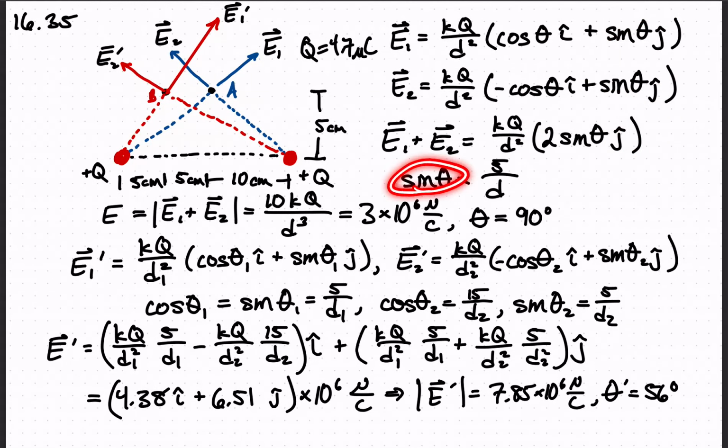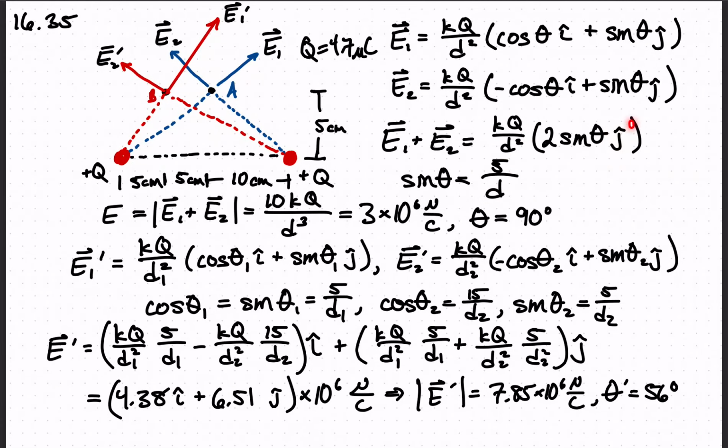Now, instead of actually calculating sine of theta, we can just use some trig identities to figure out that the sine of theta is this distance here divided by this distance here. So this distance here was 5 centimeters, and this distance here is whatever the distance from the charge to the point is. And that distance also shows up here in the magnitude. If we plug that in, we wind up with 10 times k times q divided by d cubed in the j direction.